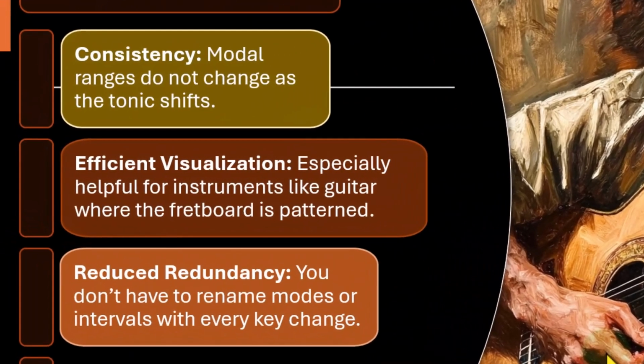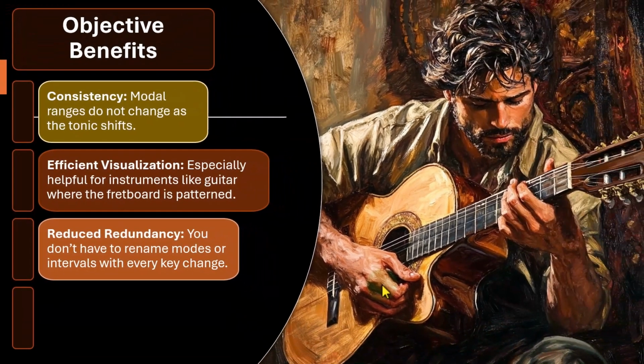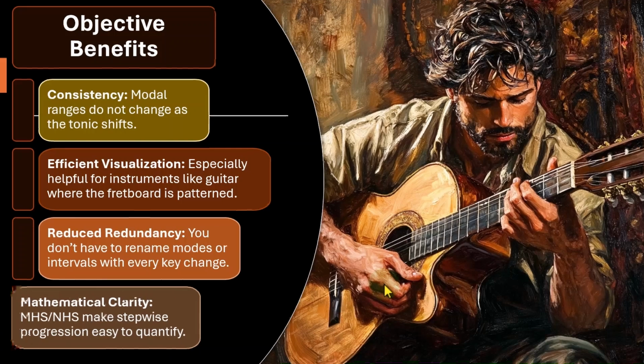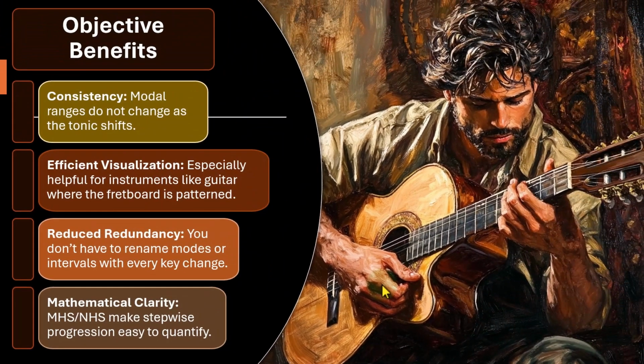the concepts still apply. Reduced redundancy. You don't have to rename modes or intervals with every key change. That's the point. When you go from any key, all the relative positions should have the same name. When I play in any mode within the same diatonic shape, all the points are the same. The goal is to remember all of the distances between all of the points on the map.